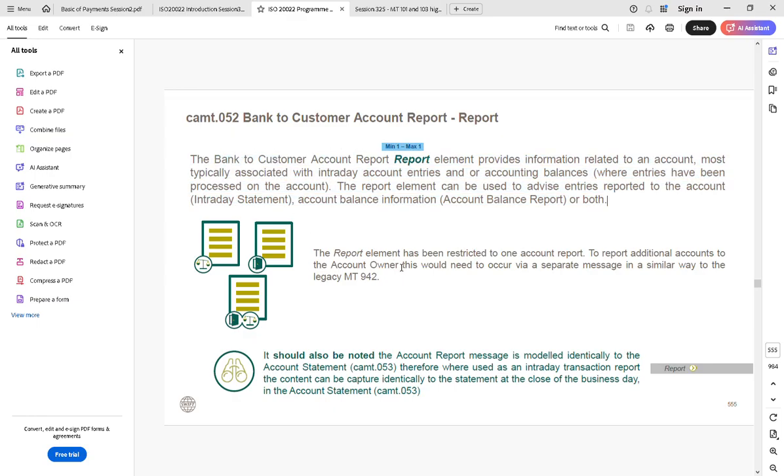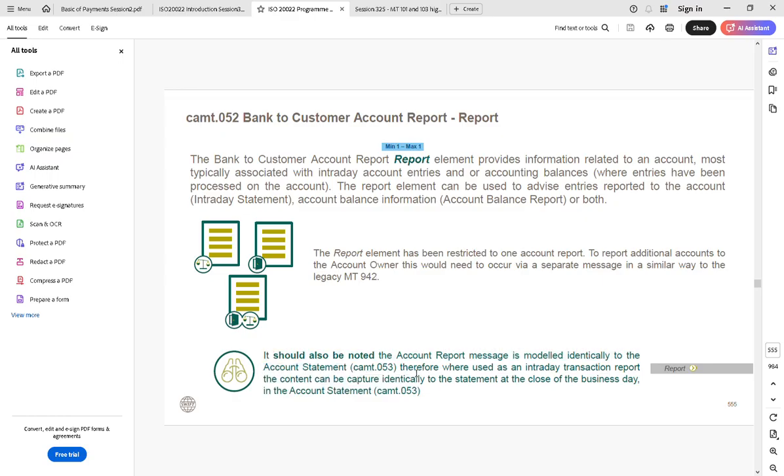That's simple. They are saying that in the account report of CAMT.052, the report element has been restricted to one account report. Report additionally accounts to the account owner. This would need to occur in separate messages, in a similar way to legacy, not yet required. It should be noted the account report message is modeled identically to the account statement.